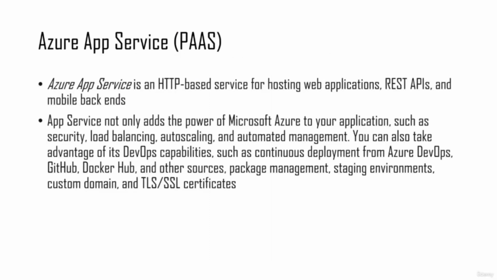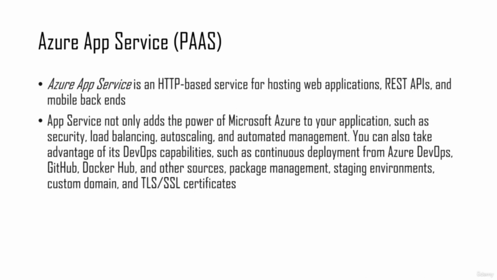So in this section, we'll talk about the Azure App Service, which is basically the platform as a service provided by Azure. Azure App Service is an HTTP-based service for hosting web applications, REST APIs, and mobile backends. The main reason you would want to use a tool like Azure App Service is if you want to offload the work of security, load balancing, autoscaling, and automated management to Microsoft Azure itself. If you do not want the hassle of creating virtual machines, load balancers, and autoscaling, it's best that you create your application in Azure App Service.